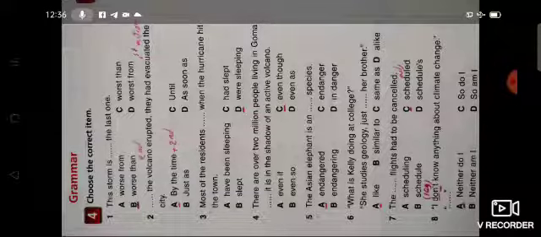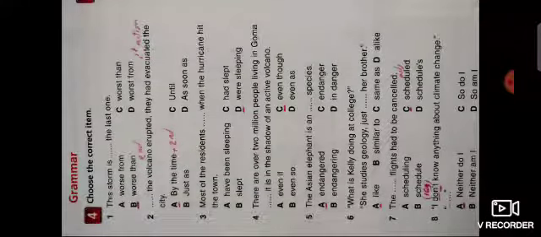Choose the correct item. This storm is worse than the last one. Here we have a comparative. When we compare between two, we use -er than with monosyllabic adjectives and more than with multisyllabic adjectives. Here the adjective we are comparing is bad. Bad, worse than, the worst. Good, better than, the best. So here we compare between two in a monosyllabic adjective, but it's irregular, called bad. To make a comparative, we use worse than. So the answer is: this storm is worse than the last one.